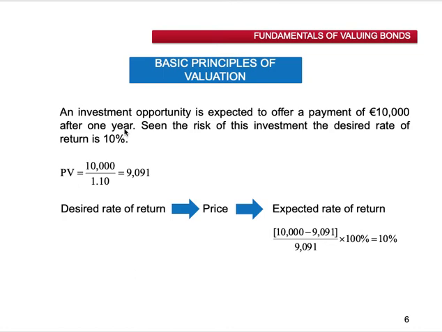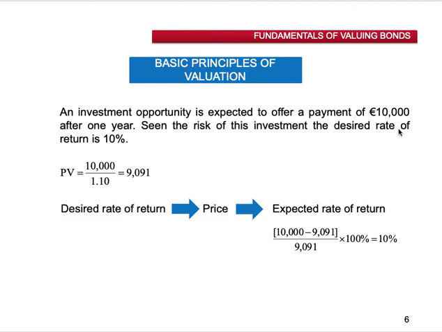Now, in this case, the maturity or lifetime of the zero coupon paying bond is 1 year. And its face value that it is going to pay out to the investors at the end of the year is going to be 10,000 euro. Now, the risk of the investment, so the zero coupon paying bond, is 10%.